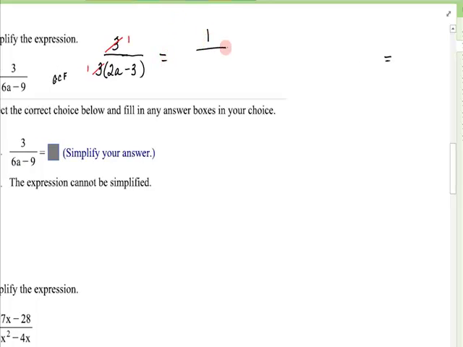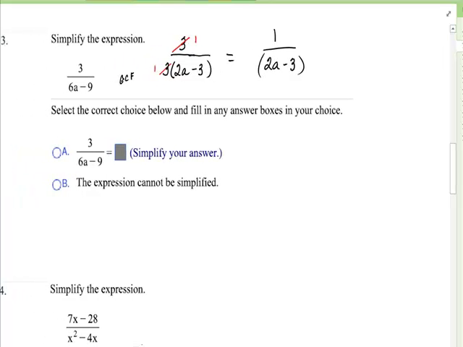That leaves me with 1 over, don't write the 1 times, just put 2a minus 3. You can leave it in parentheses or you can take it out. Remember, you can only divide out. Some people say cancel out, but it's actually divide out factors. It must be a factor.